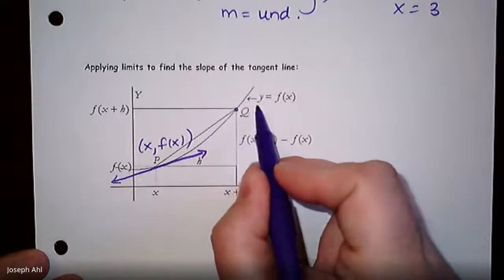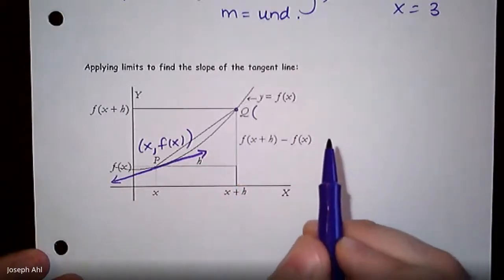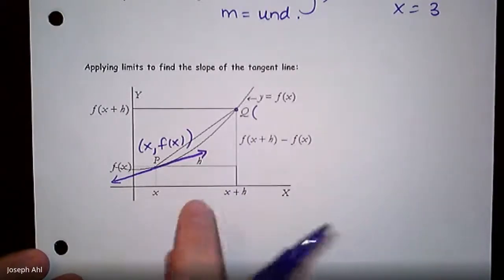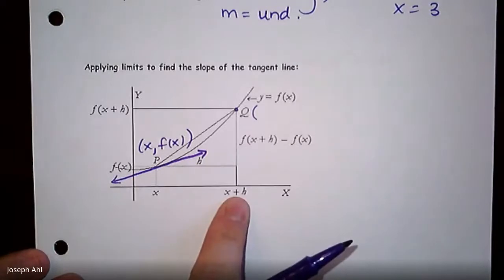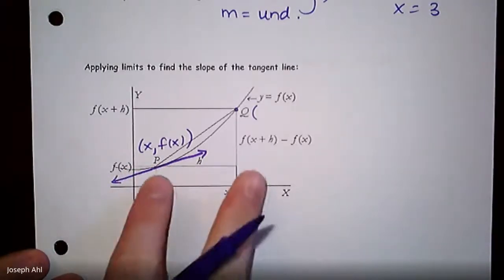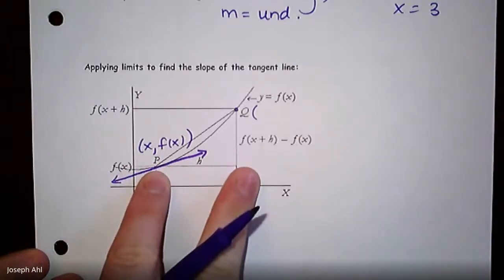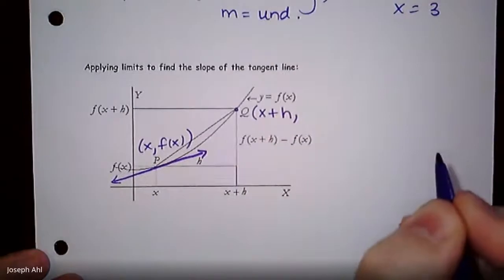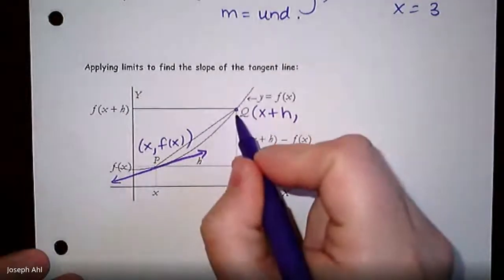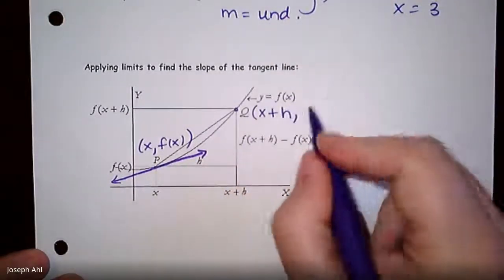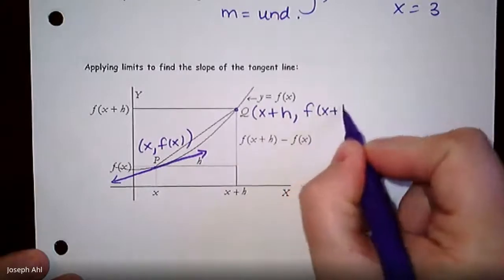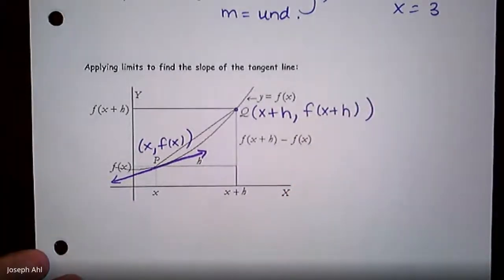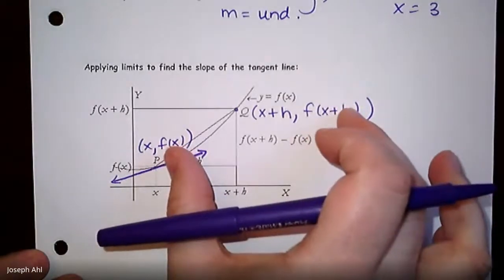What about point Q up here? Well, point Q could be defined as the x value is x plus some value h. So you can see h is the distance horizontally from P to Q. So the x value of this point is going to be x plus h. How do I find the y value of point Q? I would plug that into the function. So the y value is whatever f of x plus h is.